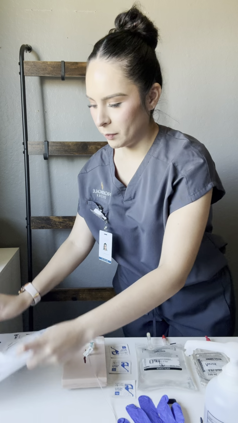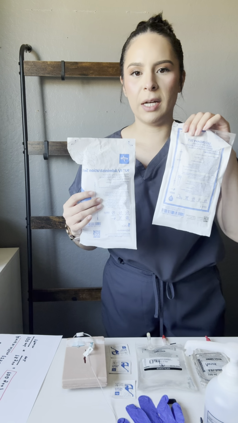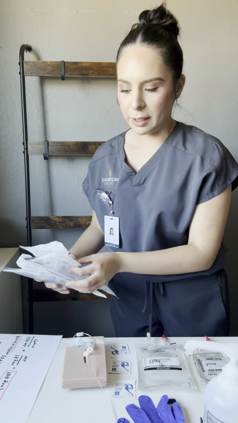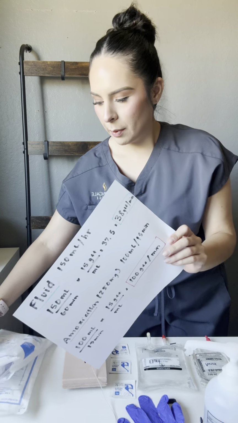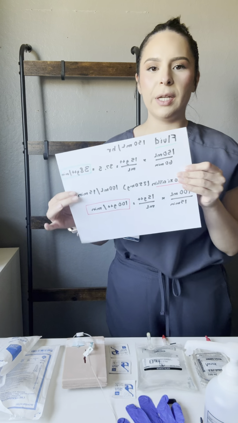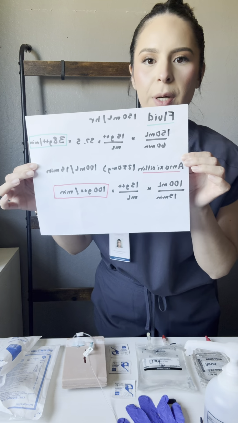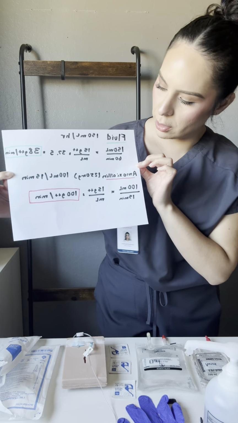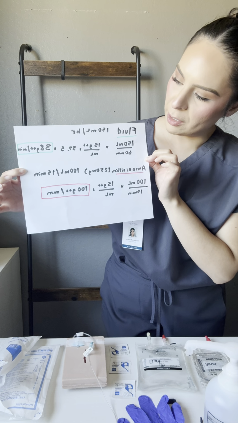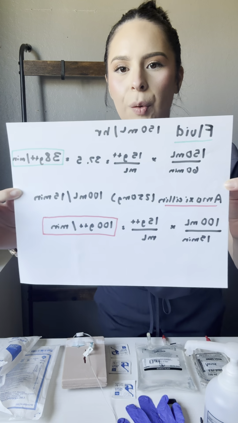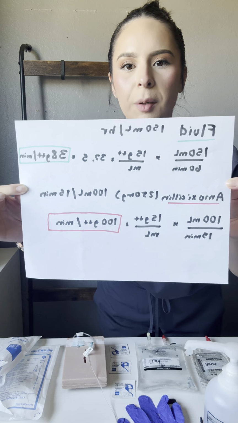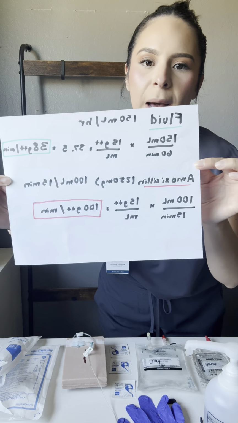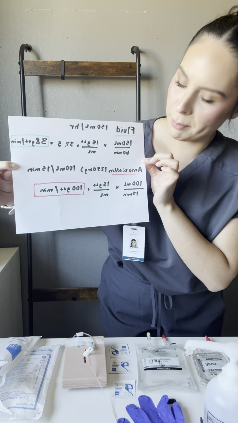Both of my primary and secondary tubing sets are macro drip sets that deliver 15 drops per milliliter. Our healthcare provider's order for fluid is 150 milliliters per hour. Our piggyback for amoxicillin is 250 milligrams, 100 mLs per 15 minutes. With our calculations, for our fluid we are going to be giving 38 drops per minute, and for our amoxicillin piggyback, we're doing 100 drops per minute.